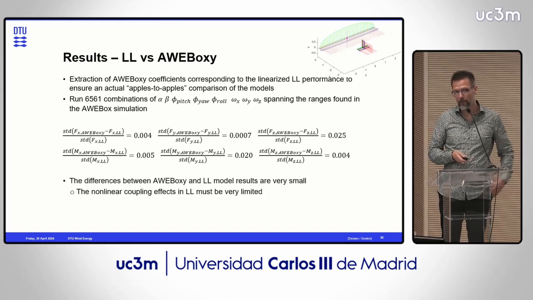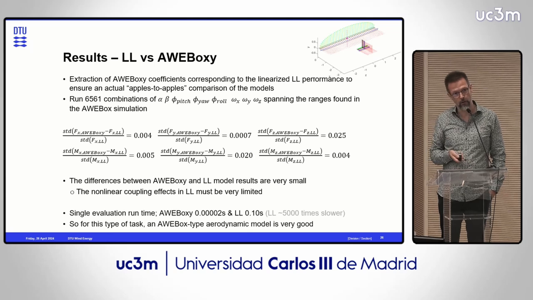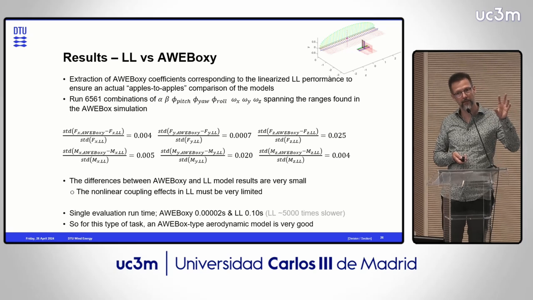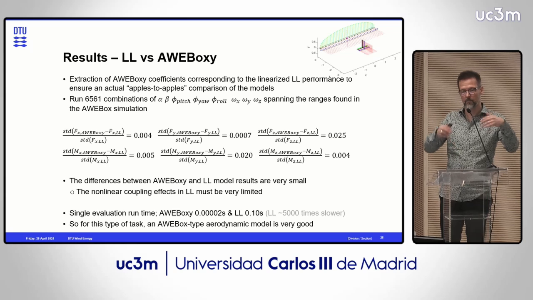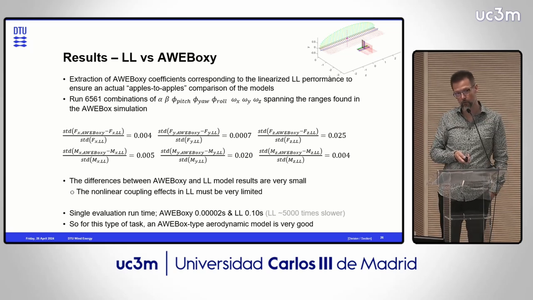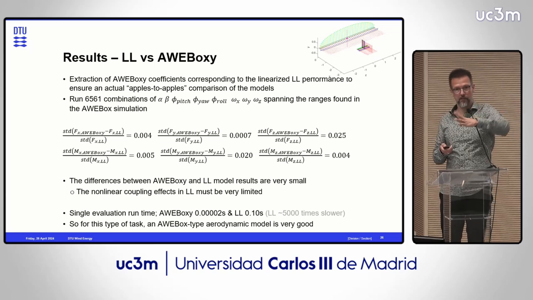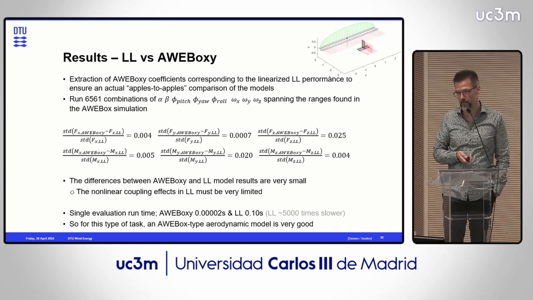So the nonlinear stuff going on in the lifting line model must be quite limited. And a word on the speed here. The lifting line for a single simulation, which may not be a fair way to assess whether a lifting line model is fast or not, because a lot of the time is spent setting up the problem, is about 5,000 times slower. So if you are just going to do simulations of a given shape in space, this seems to be a really good approximation.